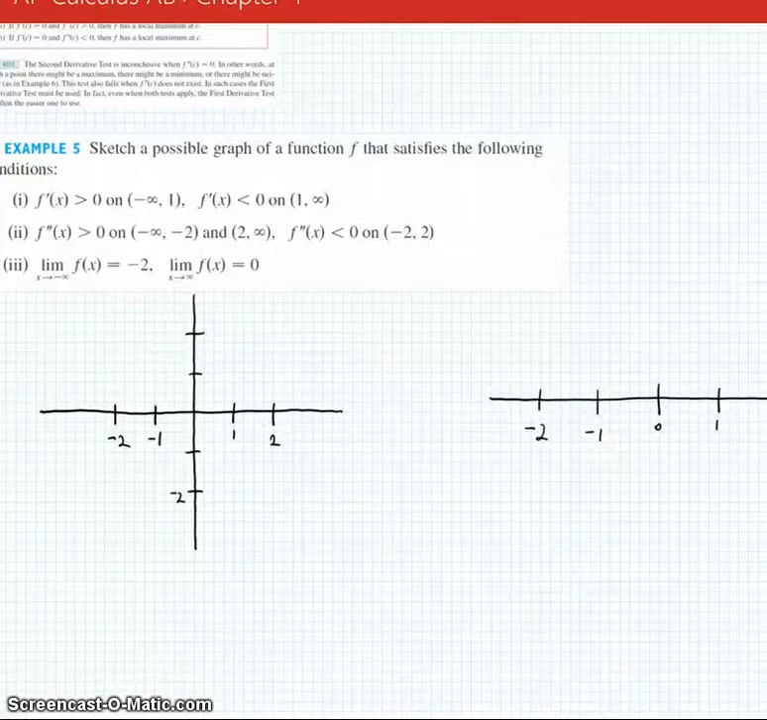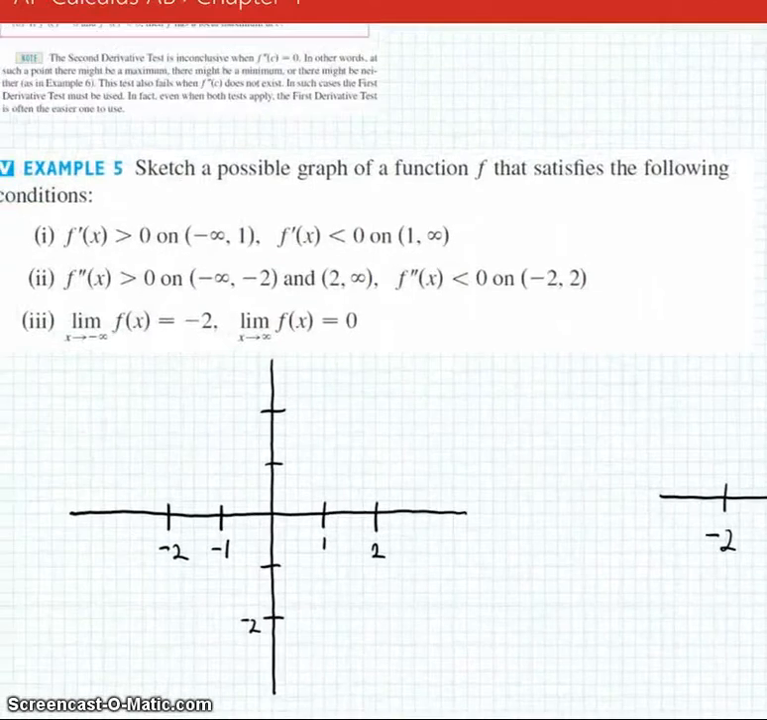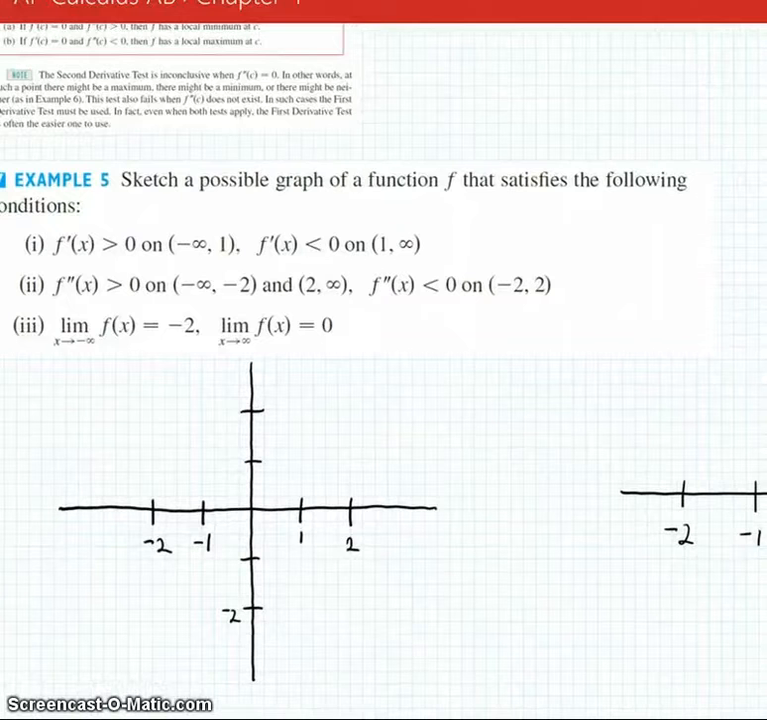Alright guys, we're going to do this example here. What I'd like for you to do is actually to pause the video, try to sketch the possible graph, and then when you've sketched what you think satisfies those conditions, unpause the video and then follow along with me to see how your solution fared.